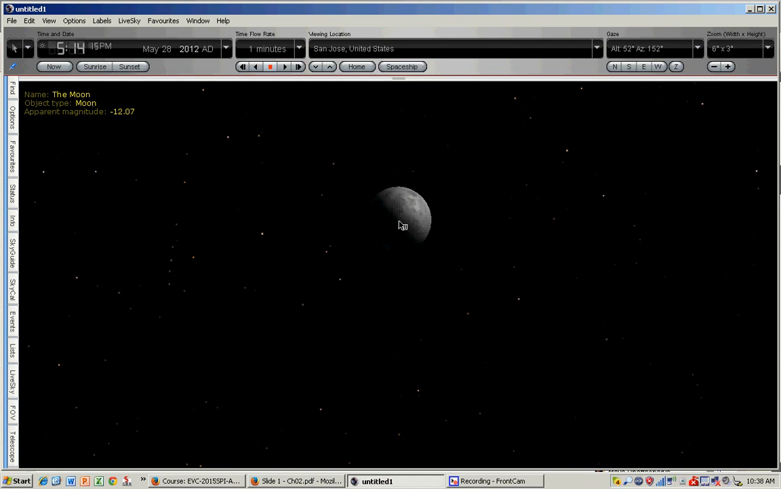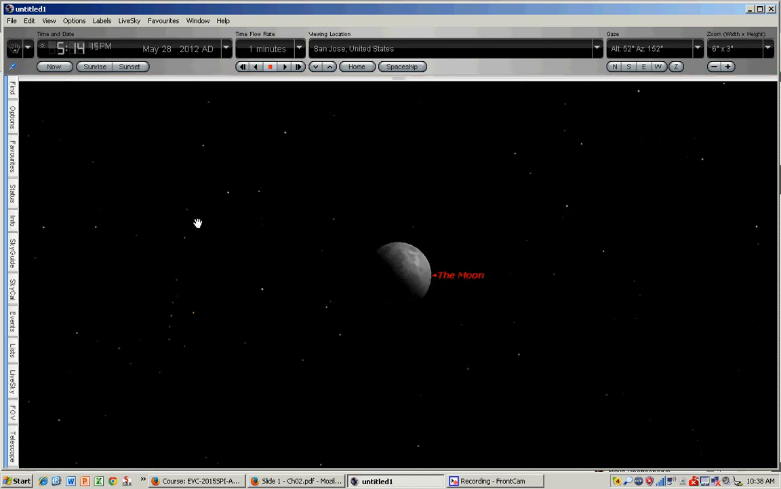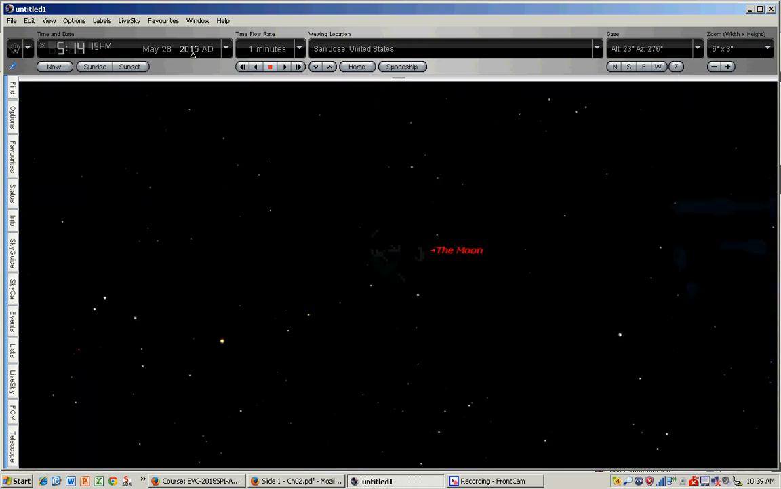Just to make sure, if I double click here, see, disk illumination 53%. It's pretty close to first quarter. So without precision, just by looking at it would be a wonderful guess. So I would call this first quarter. Let's try differently.